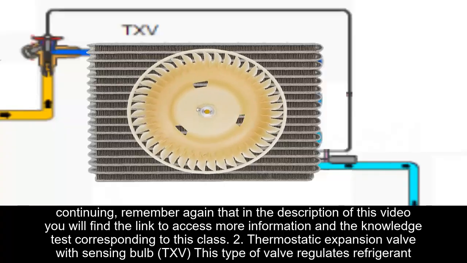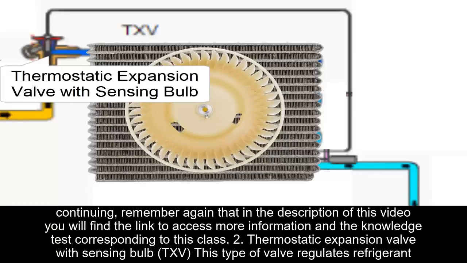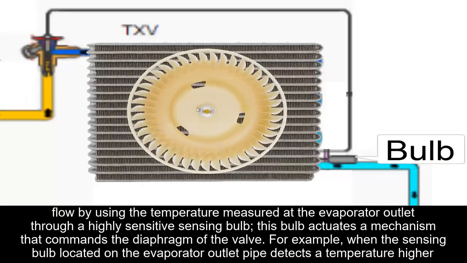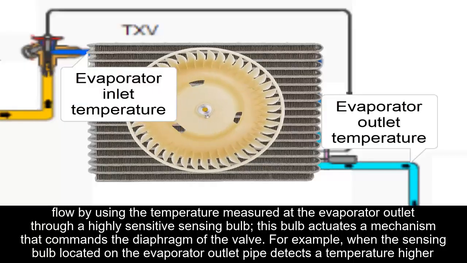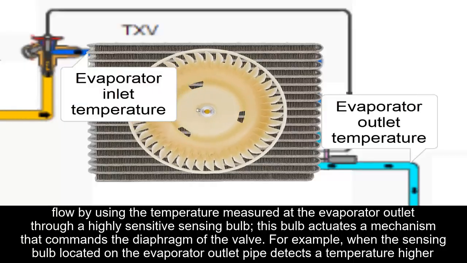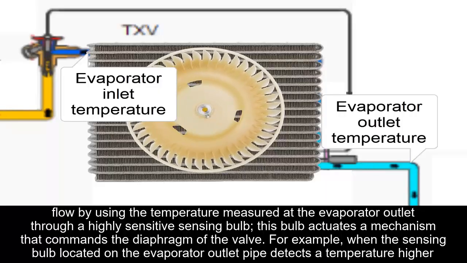2. Thermostatic expansion valve with sensing bulb, TXV. This type of valve regulates refrigerant flow by using the temperature measured at the evaporator outlet through a highly sensitive sensing bulb. This bulb actuates a mechanism that commands the diaphragm of the valve.